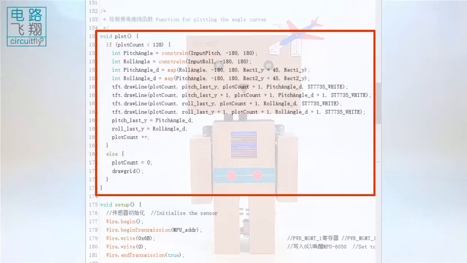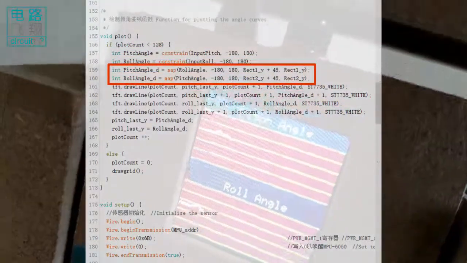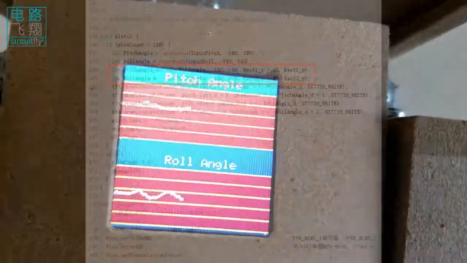The values in inputPitch and inputRoll are constrained in the range between minus 180 degrees to positive 180 degrees. After remapping, the two angles are mapped to appropriate vertical positions in two figures on the screen.